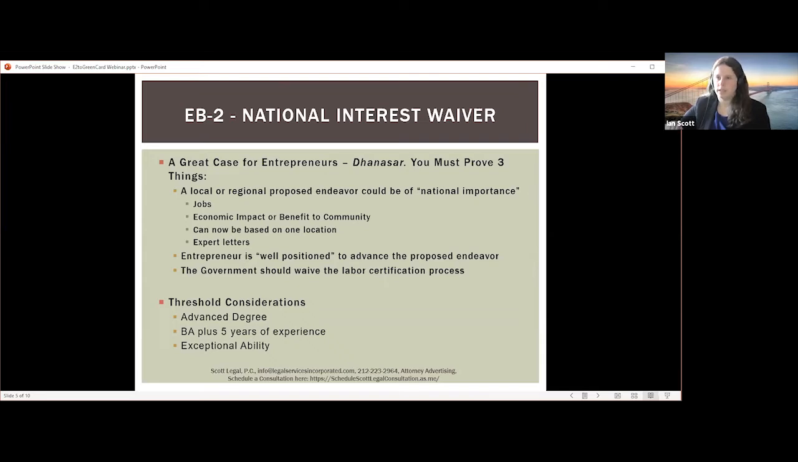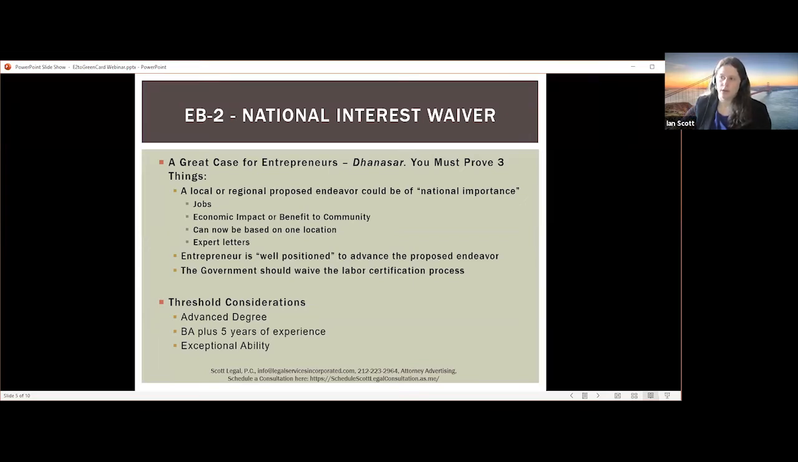So it's certainly, I'd say, much more straightforward for the NIW. If you do have that advanced degree, it's a much more objective standard to meet. Versus exceptional ability, you're going to need to do, I think, significantly more on the evidence side to show that you meet that criteria.